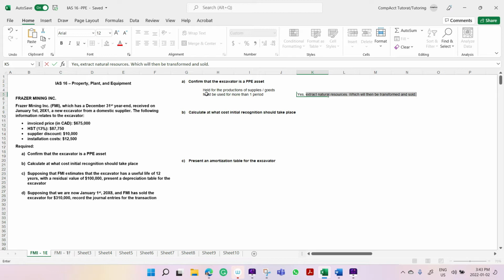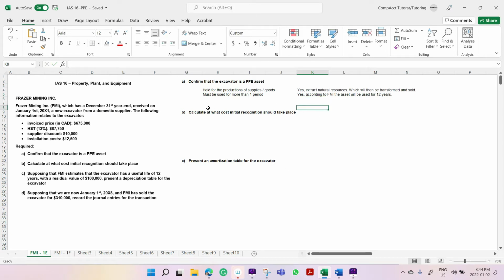The case tells us that the useful life is 12 years. So definitely it's going to be used for more than one period, more than 1 year. So yes, according to FMI, the asset will be used for 12 years. So we know we have a PPE asset there because it meets both bullet points of the definition.